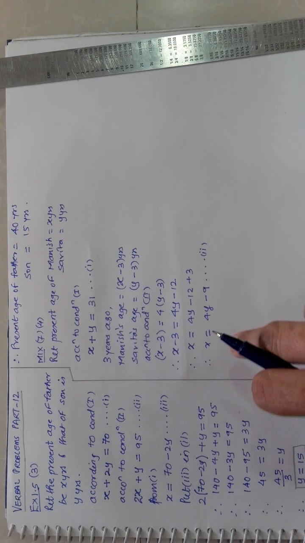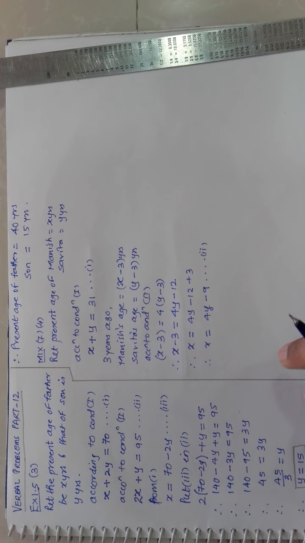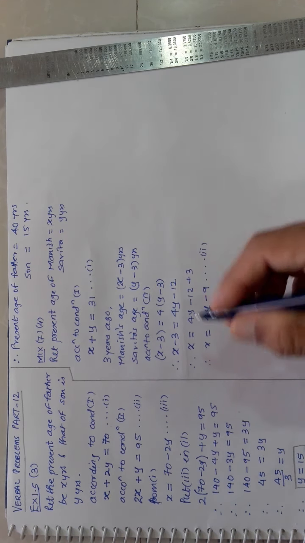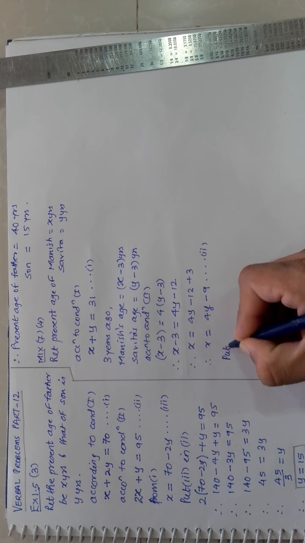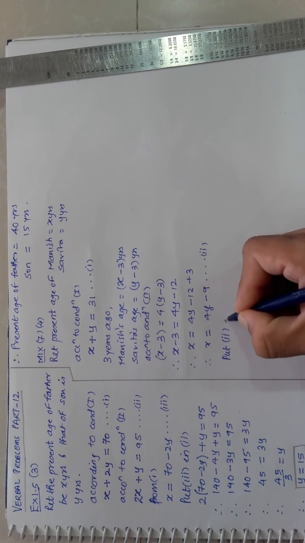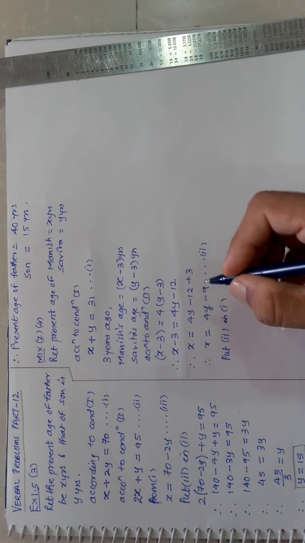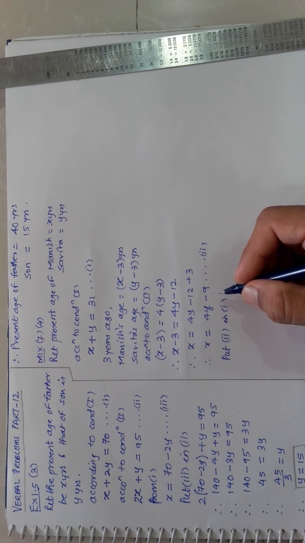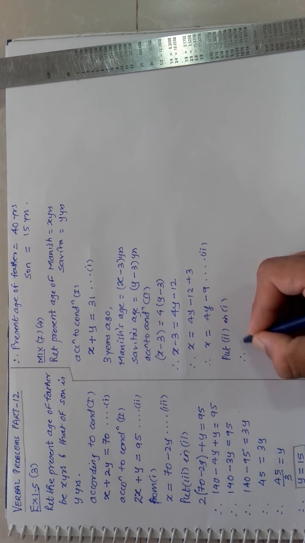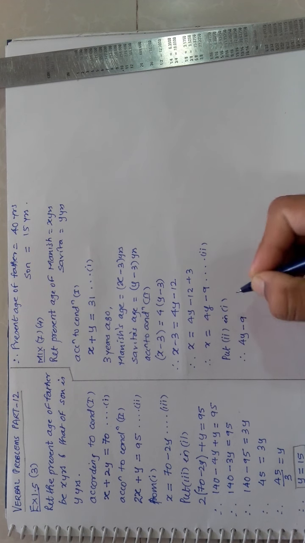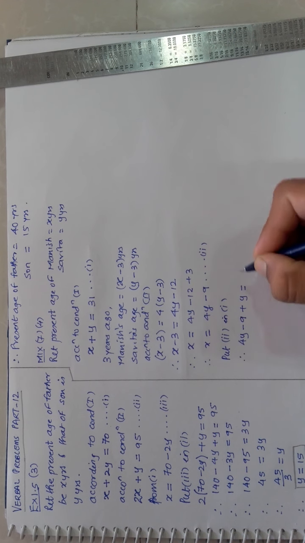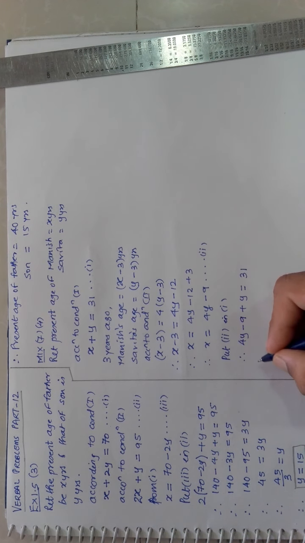Now you got directly the value of X. So this value directly put it in 1. That is, put the second in 1. So wherever X is there, there I will write 4Y minus 9. So I get here 4Y minus 9 plus Y is equal to 31.